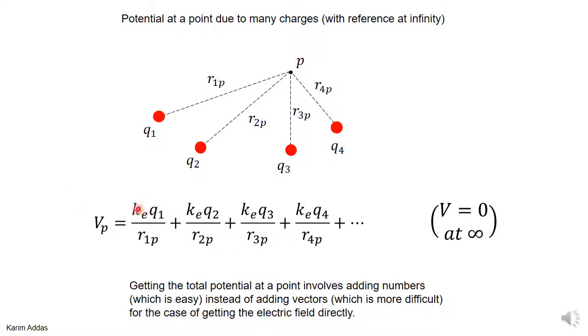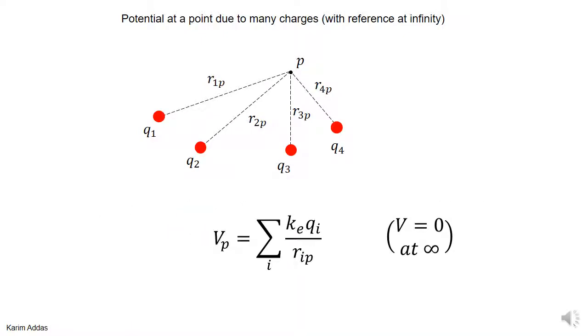The potential due to charge 1 is kq1 over the distance between charge 1 and point P. And then the potential due to charge 2 is kq2 over R2P, and so on. And so getting the total potential just involves adding these numbers. You're not adding vectors, so it's much easier to get the potential than it is to get the electric field. And we can write down the potential in summation notation like this if you want. In the next video, we'll show the proof.